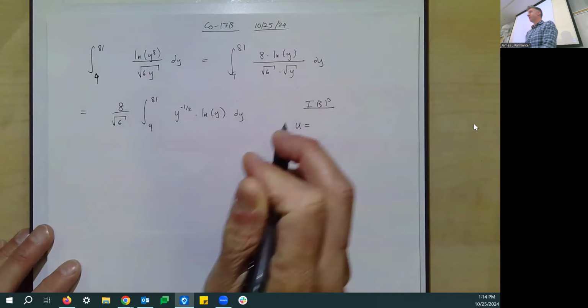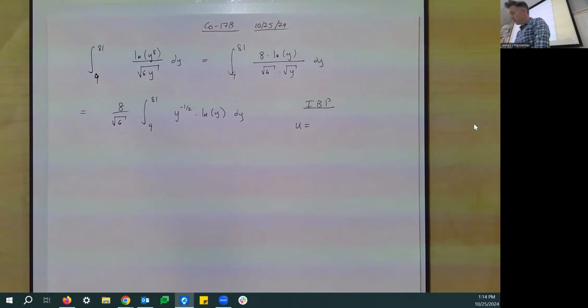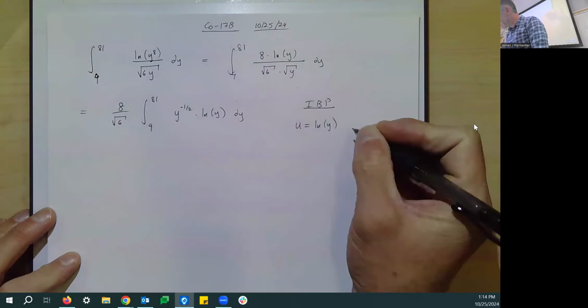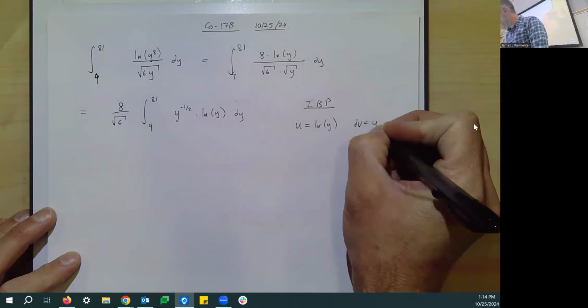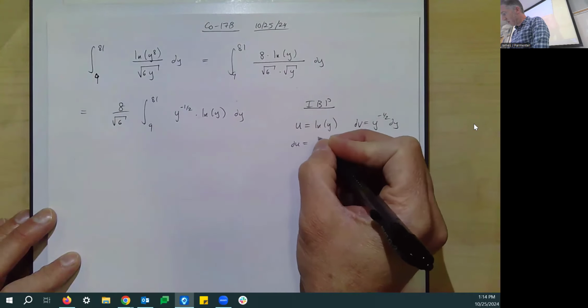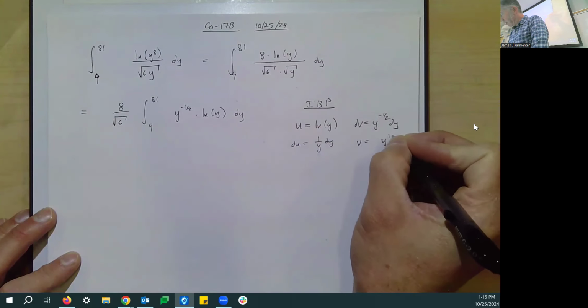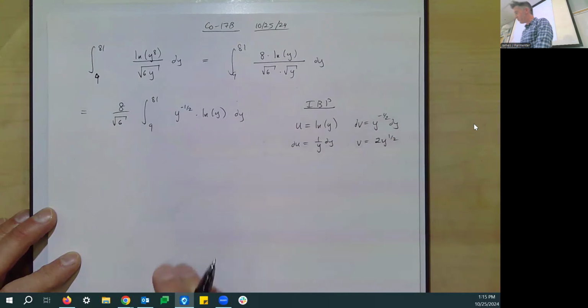And for this integration by parts, should I be letting u equal the natural log of y or the y to the negative 1/2? And you all said something, and my hearing is not great, so I'm going to assume you all said the right thing, which is the natural log of y. Because whenever you're doing integration by parts, if you have a logarithm, that is u, end of story. So u is natural log of y. dv is the rest, which is your y to the negative 1/2 dy. Usual things. du is equal to 1 over y times dy. v is equal to y to the positive 1/2 divided by 1/2, which is multiplying by 2.